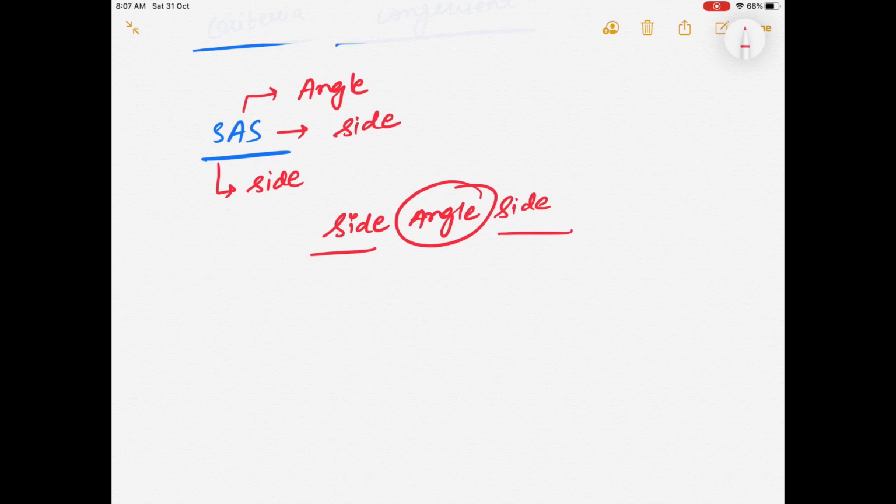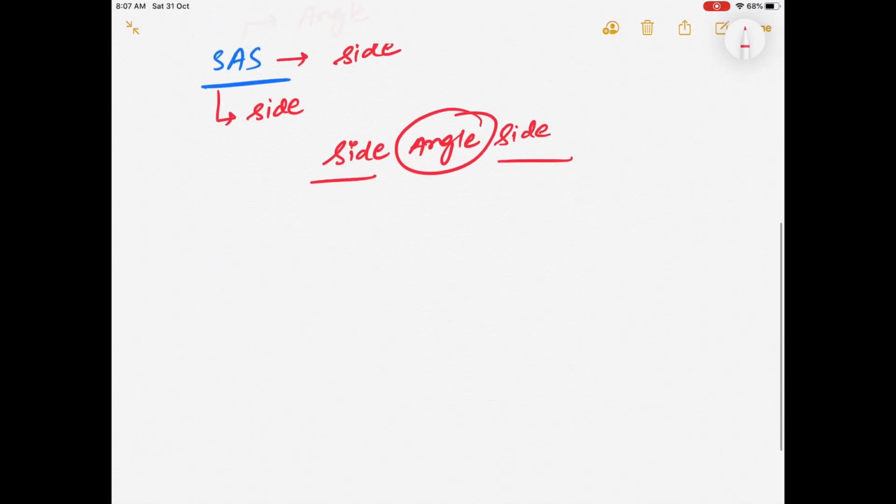So what are these side, angle and side? These are the parts common between the two triangles that we use, so that we can prove that two triangles are congruent to each other. So our first rule is the SAS congruency rule.